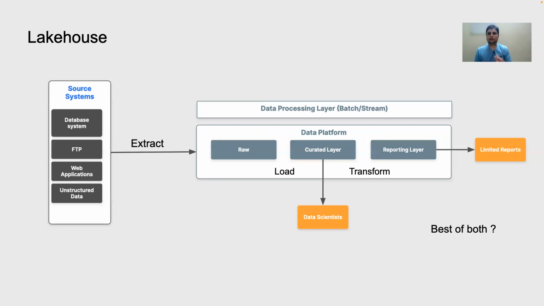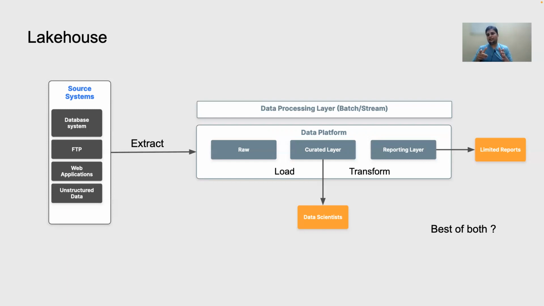When you look at a Lakehouse, it looks similar to a data lake. You have three layers, which is what we saw earlier: raw, curated, and reporting, just named as the raw, curated, and reporting layers. I've maintained it here as limited reports, but it's actually not limited. People can do more reports. But what's changed here? From the diagram perspective, it looks the same.